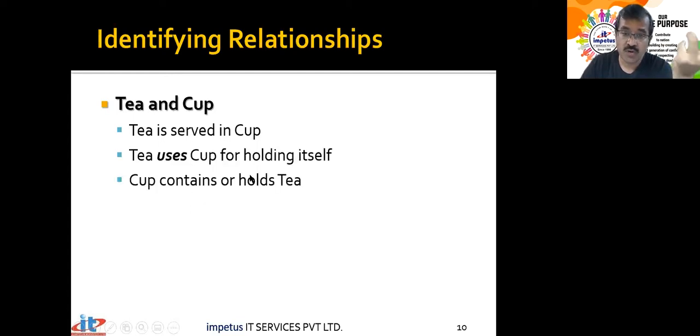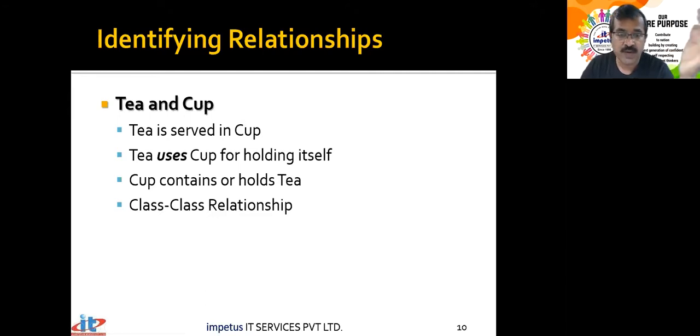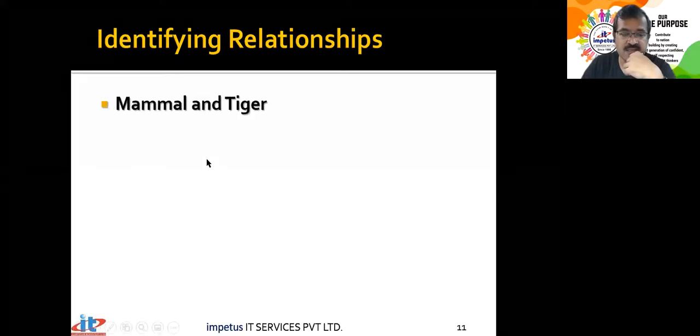Tea uses cup for holding itself. You cannot just have tea without that container. So cup contains or holds tea. And both of them can be described without each other. For me to describe tea, I don't require any knowledge about cup, and for me to describe cup, I don't have to have any knowledge about the tea. Both can exist independent of each other, but both of them are utilizing each other. So whenever it's utilization, it's always a class relationship. How about this?